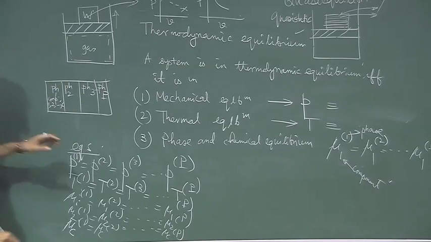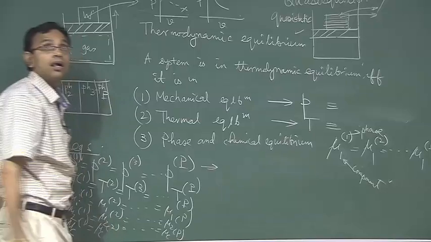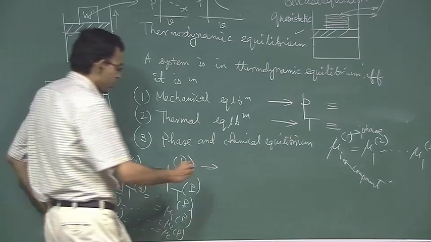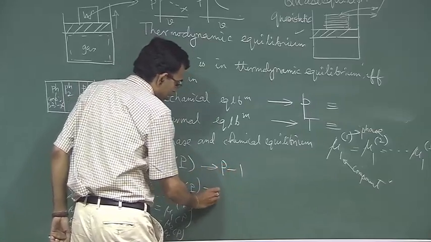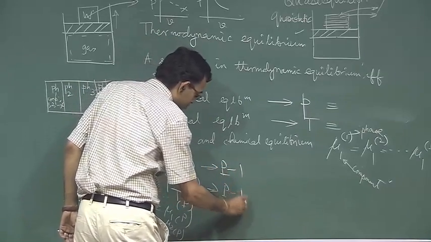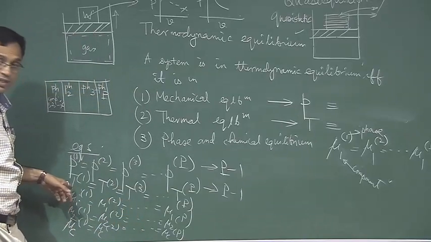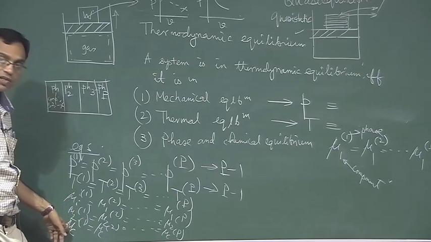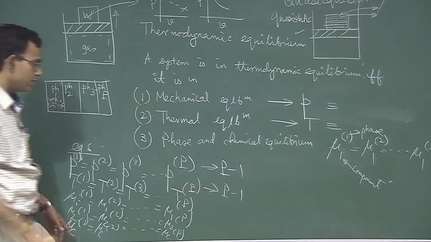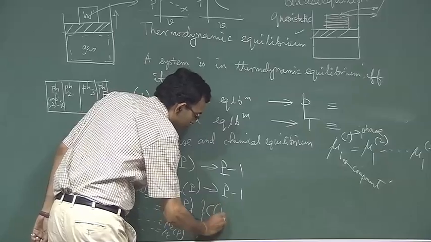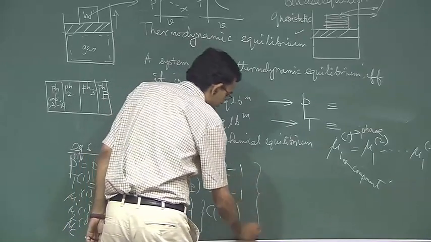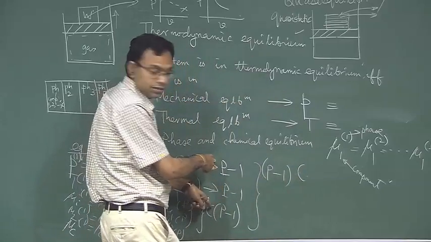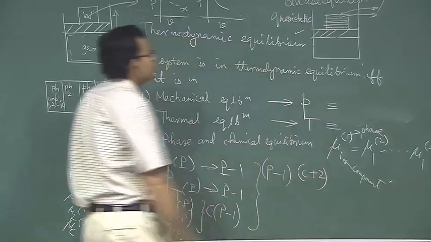So how many equations? Very quickly, let us say. This is P minus 1 independent equations. There are C number of such sets of P minus 1 equations, so C into P minus 1. So the total is P minus 1 into C plus 1 plus 1, that is, P minus 1 into C plus 2.